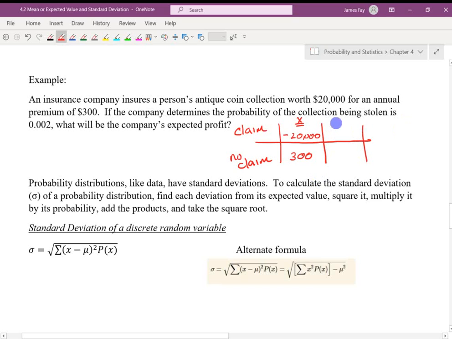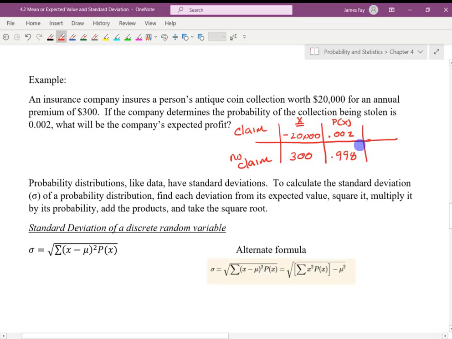What is the probability of a claim? You're only going to claim it if you lose it, right? So 0.002. So what's the probability of not a claim? 0.998. Okay. Now, like I said, insurance companies have a threshold, and there's a lot of analyses that they go through. They might have a threshold, say, if it's 0.05 or greater, we won't insure it.